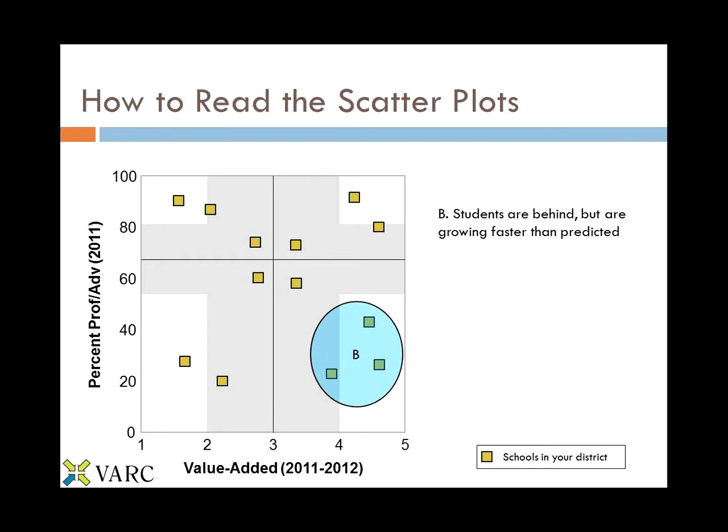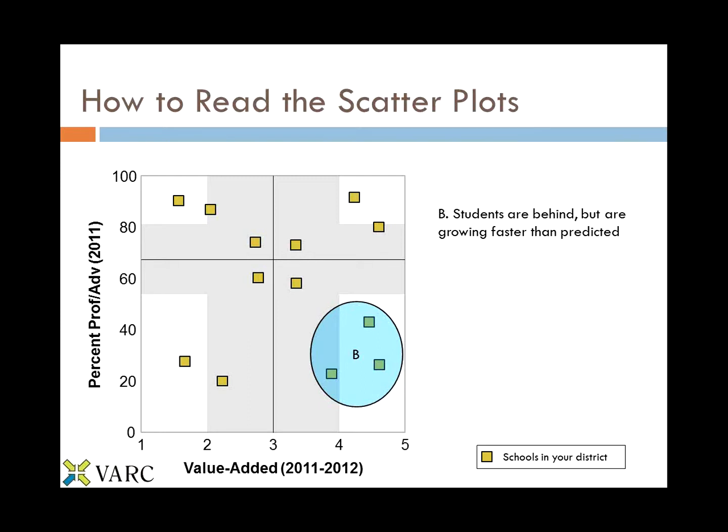You're growing them a lot. This is what we want to see. It could be the case that I continually have high value added year after year, but I'm not moving up any in proficiency. Imagine I'm in elementary school, and my kids come in way, way behind. And no matter how much I grow them, they're still not getting to proficient. We're telling you with value added, you're doing the right things. You are making tremendous growth with your kids, but we can see that they're coming in really low.